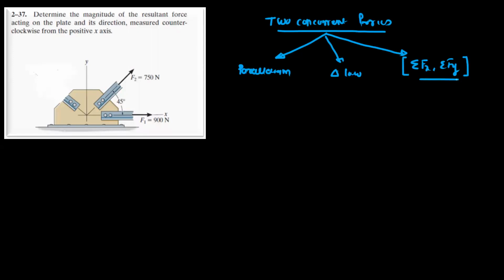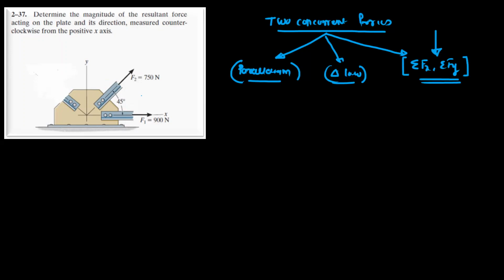So this is your universal method, summation Fx and summation Fy. That means if there are two forces, we can solve by parallelogram, triangle law, or by summation Fx and summation Fy. If there are more than two forces, then we cannot solve by parallelogram and triangle law. So we have to solve only by summation Fx and summation Fy. So let us see this problem by using two methods. One is the parallelogram and second is the summation Fx, summation Fy.